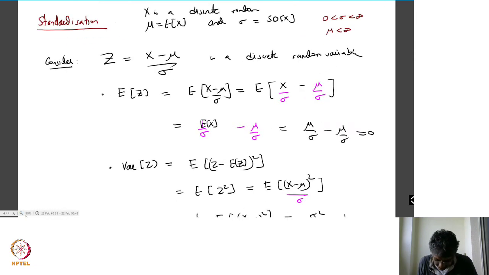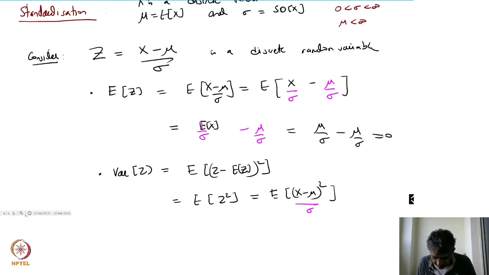So one thing about standardization: you can always shift x by mu and divide by sigma. You'll always standardize it to variance 1 and mean 0. That's one thing to keep in mind.